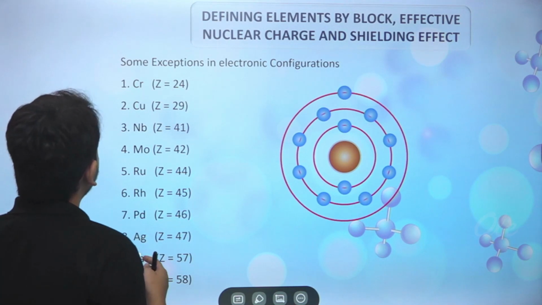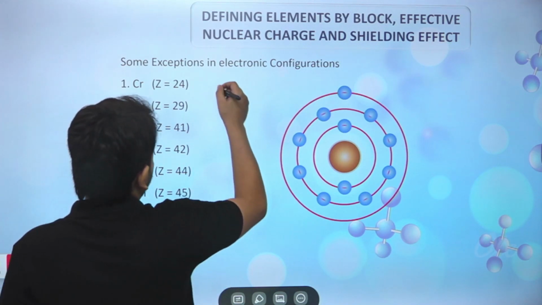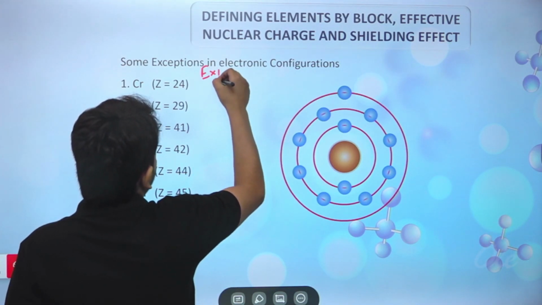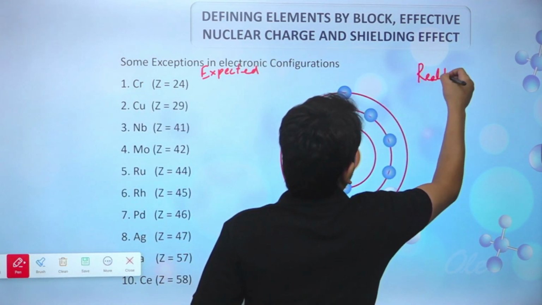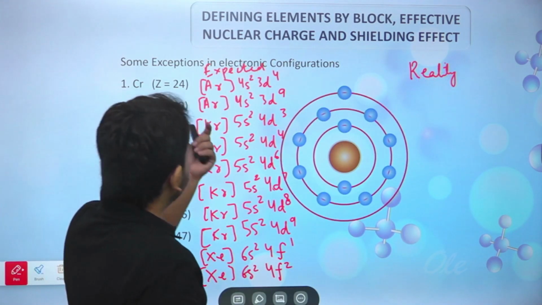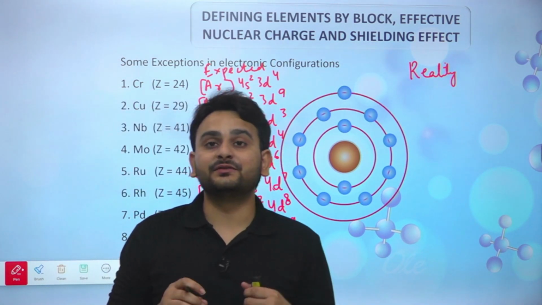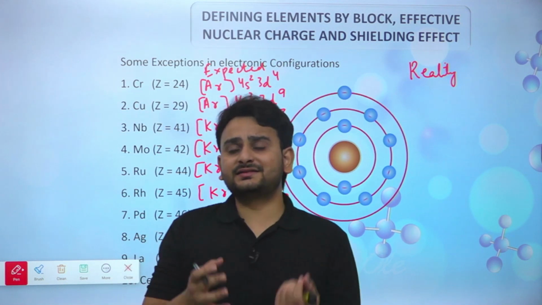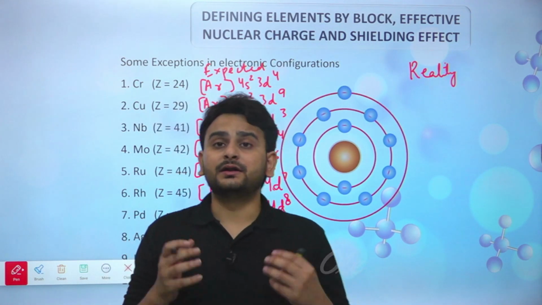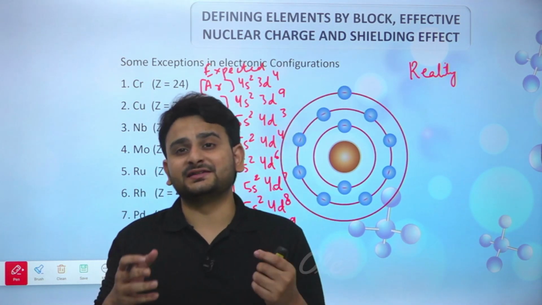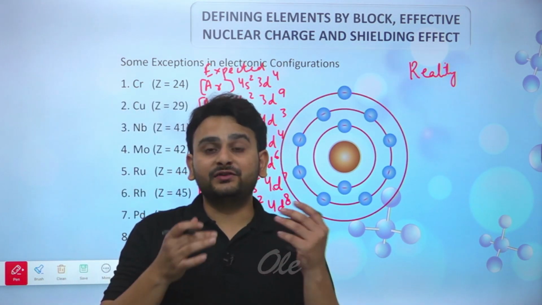Now talking about some exceptions, guys. If you're talking about chromium, copper, niobium, molybdenum, rubidium, let's say there is the expected configuration, and then we say reality over here. What's the reality? What's the configuration? Some exceptions in electronic configuration. We know exceptions in organic chemistry are very prominent. And these exceptions, as I told you in the last class, we made all efforts to organize things in a periodic table. But there were certain properties. Those are different elements that we organized according to their atomic numbers, but they have different properties.